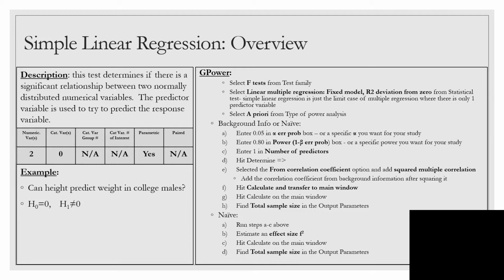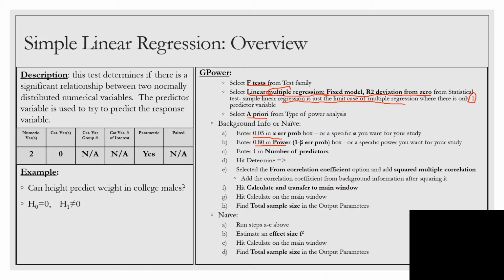To run a simple linear regression, we select F test from the test family, and then linear multiple regression, fixed model, R-squared deviation from 0. You might be saying, well, we're doing simple regression, why are we doing multiple? Well, simple linear regression is just the limit case of multiple regression. We just set the predictor variables to 1. That's why. We'll use a priori as always, and then enter the default values for alpha and power.